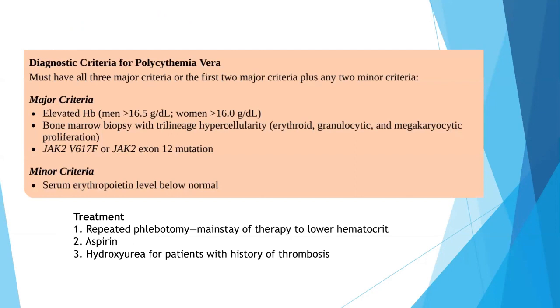So the diagnostic criteria of Polycythemia vera must have all three major criteria, or the first two major criteria plus any two minor criteria. So the major criteria would include the elevated hemoglobin, bone marrow biopsy with trilineage hypercellularity, and a JAK2 or JAK2 exon 2 mutation. And the minor criteria is the serum erythropoietin level below normal. So the treatment includes repeated phlebotomy, the mainstay of therapy to lower hematocrit, aspirin to decrease the complications, and hydroxyurea for patients with a history of thrombosis.